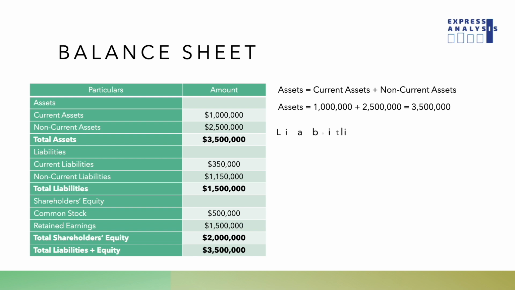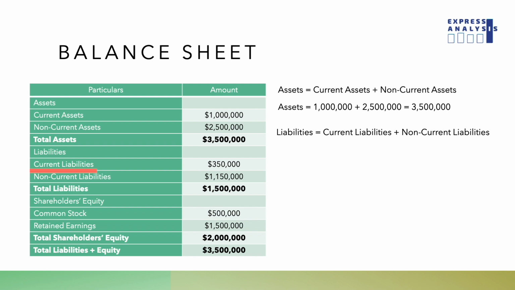Liabilities represent obligations or debts that the company owes to others. Like assets, liabilities are classified as either current or non-current. Current liabilities are obligations the company must settle within 1 year.